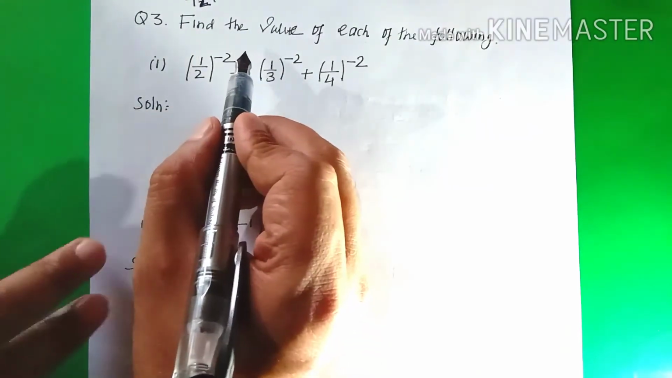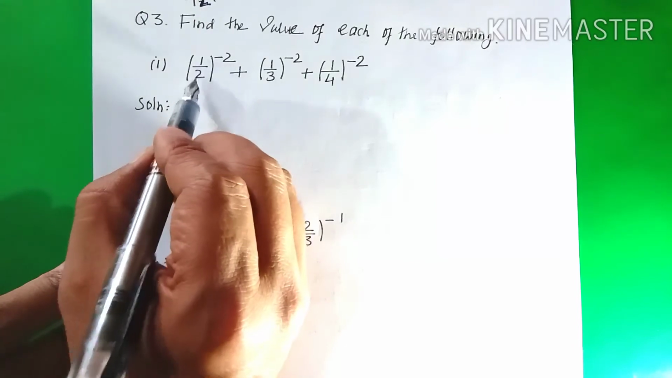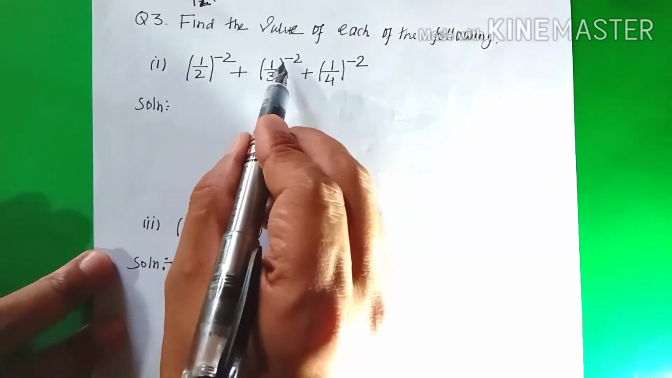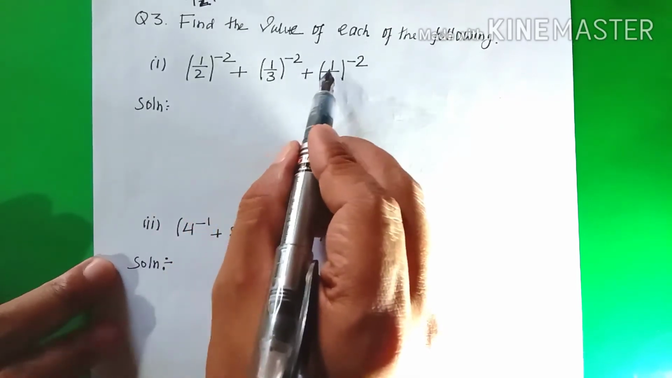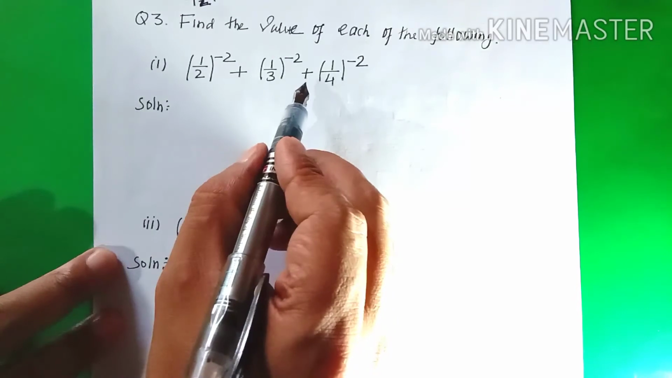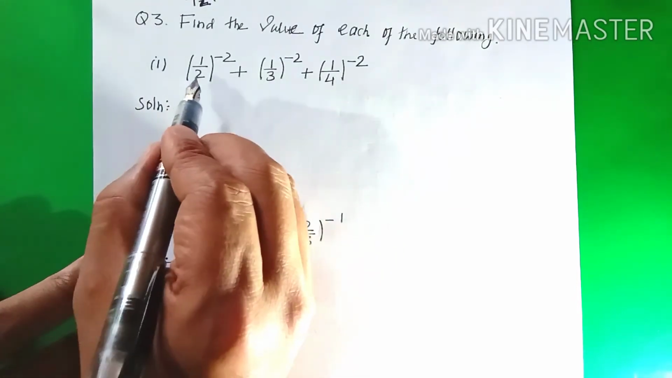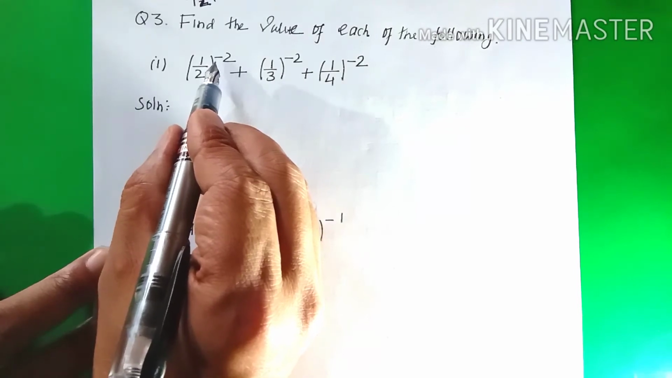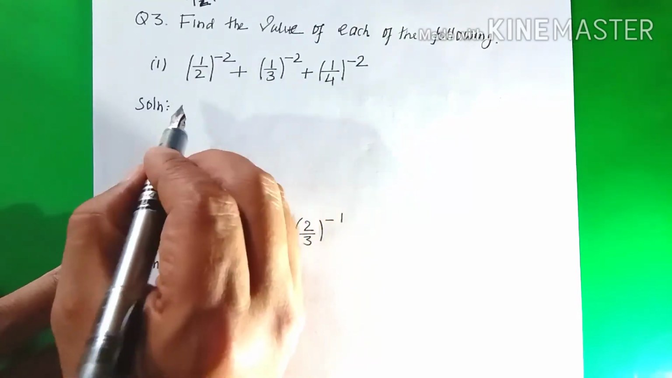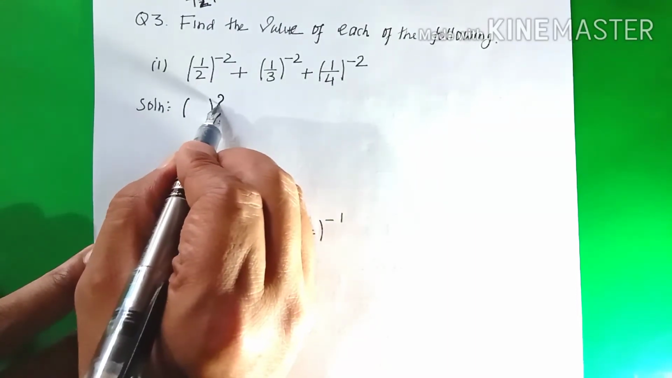Find the value of each of the following. Under that, sub question number 1, 1 by 2 raised to minus 2 plus 1/3 raised to minus 2 plus 1/4 raised to minus 2. To get a value of this given information, you'll have to just apply the law of exponent. Since here it has a negative exponent, change negative exponent into positive exponent. Minus 2, so you'll have to take plus 2.